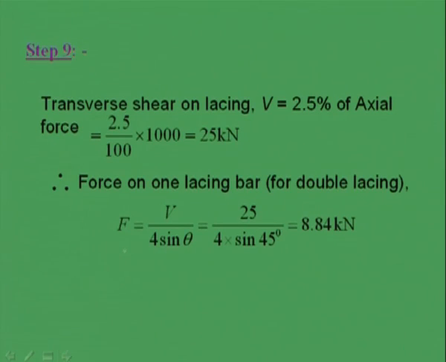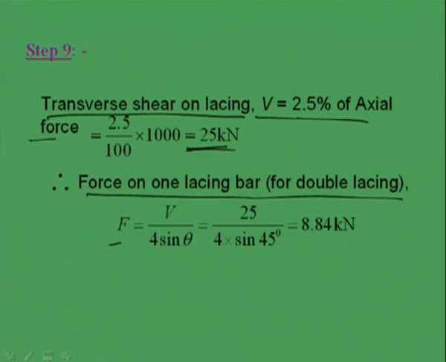In the next step, what we will do? We will find out the transverse shearing force on lacing. Transverse shear will be 2.5% of axial force. So, that will become 25 kilonewton, and force on one lacing bar will become F is equal to V by 4 sin theta, whereas in case of single lacing system it was V by 2 sin theta. So, force will definitely become very less. That means the size of the lacing system can be made very less.